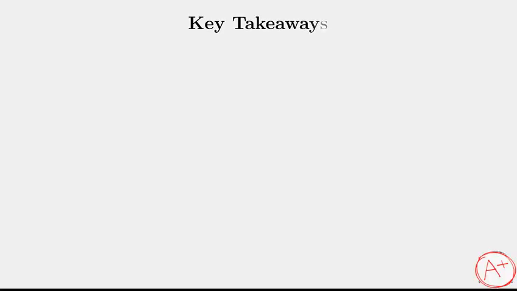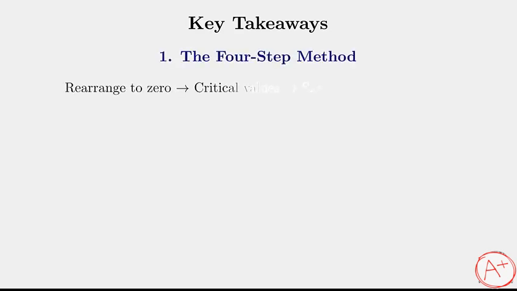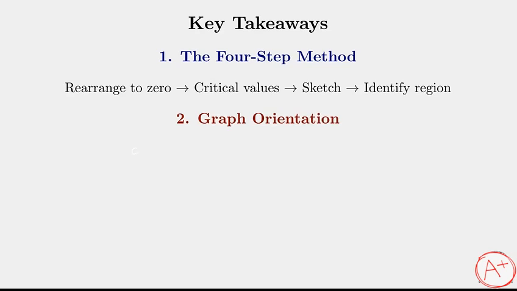To summarize today's lesson on quadratic inequalities, remember these essential points. Always follow the systematic procedure. Rearrange to 0, find critical values, sketch the parabola, and identify the required region. This structure ensures you don't miss any steps. The sign of the x squared coefficient determines if your graph is a U-shape or an N-shape. This orientation is the most critical factor in choosing the correct interval for your solution.